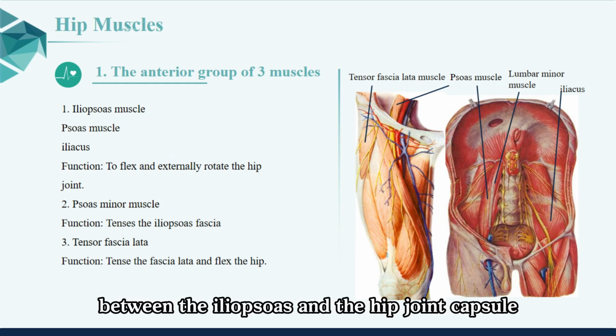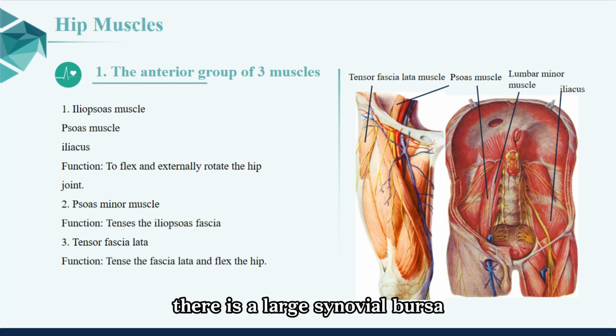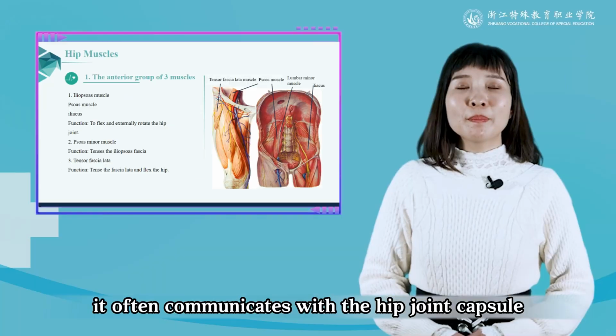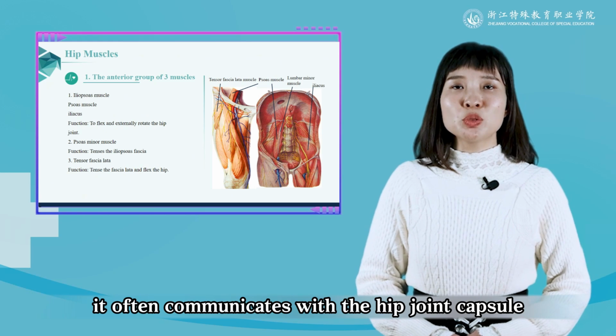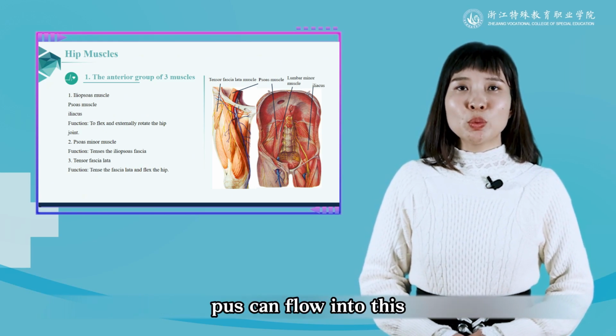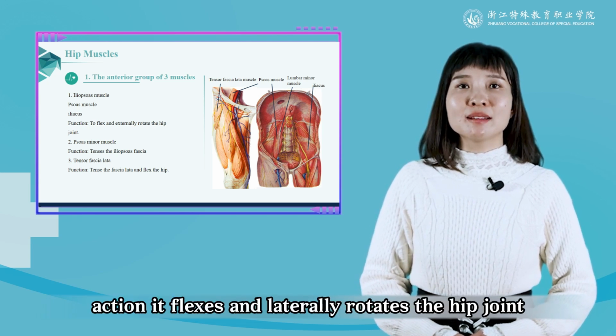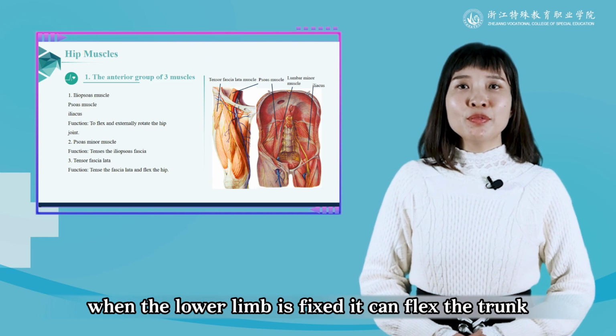Between the iliopsoas and the hip joint capsule, there is a large synovial bursa. It often communicates with the hip joint capsule. Therefore, if the hip joint capsule is infected, pus can flow into this bursa. Action: it flexes and laterally rotates the hip joint. When the lower limb is fixed, it can flex the trunk, as in sit-ups.